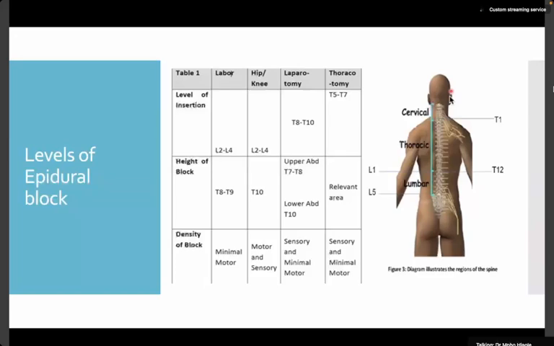Okay, this is just the same repetition of what I said. If you are doing labor, you would want the level of insertion to be about L2, L4, and the block will be about T8, T9, and there will be minimal motor block that usually happens. If it's a hip or a knee surgery, the insertion is around the same as in labor, and your block will be around T10. There will be motor and sensory loss. Laparotomy will be around T8, T10, and thoracotomy, like we said, will be about T5, T7.